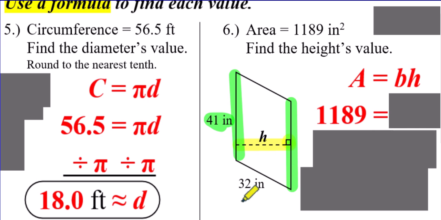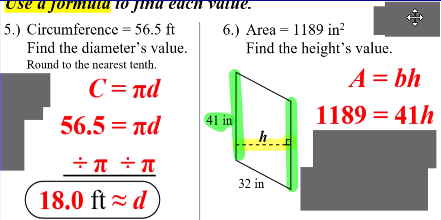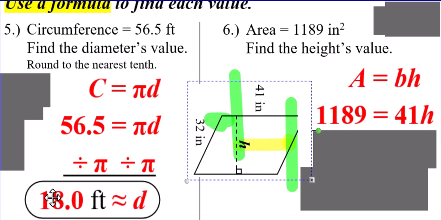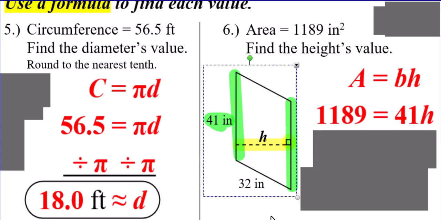So 32 is not the base. You guys got to stop thinking that bases are always guaranteed to be at the bottom. This was a rotated parallelogram. I showed you that earlier. Normally it's shown like this, but we had it rotated. So the base was not at the bottom. You have to look for the dashed line and the right angle to know who the base and the height are. So fix your work if you accidentally had 32 here.